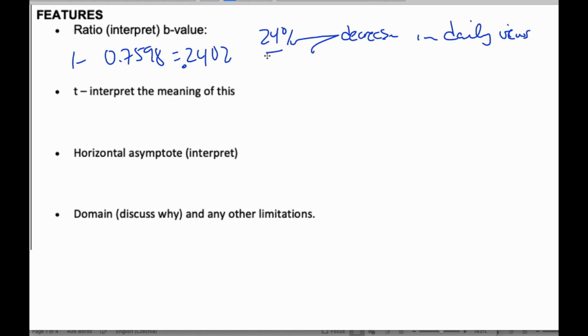Okay, and so this is an important number to get. It is quite important to recognize that it's always subtracted from 1, and this is a 24.02% decrease in daily views. That's why the graph is going downwards.